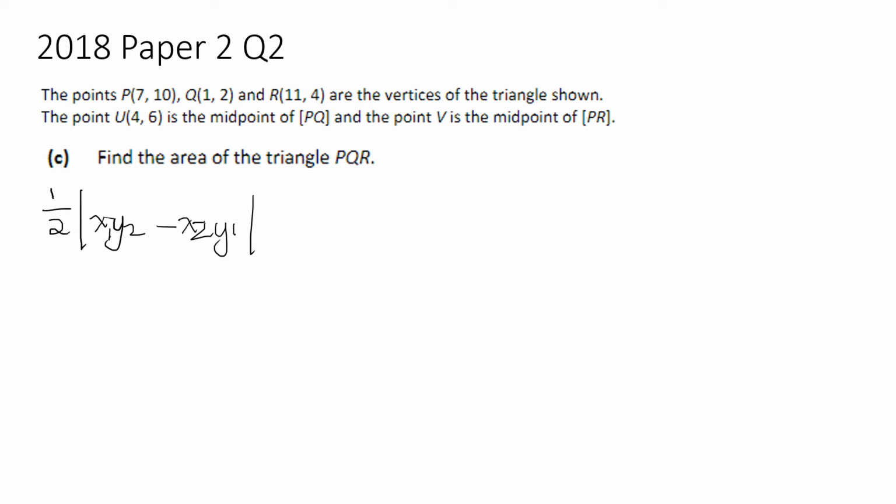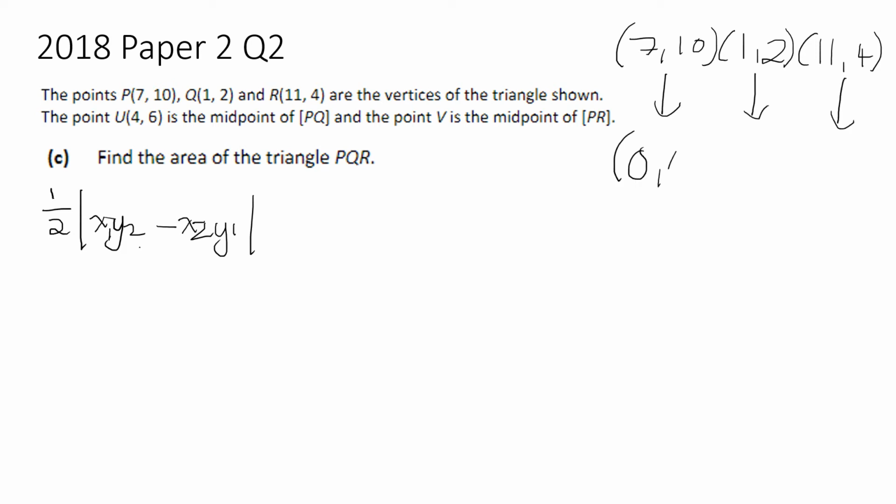What you can notice here is that you have 3 points, and this only allows for 2 coordinates. So it must mean that you must translate or move coordinates. We've got (7, 10), (1, 2) and (11, 4). So I'm going to translate them or move them. I need to move one of them to (0, 0). You can move any of them to (0, 0), but just one of them.